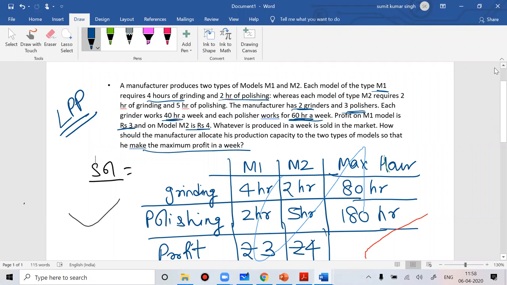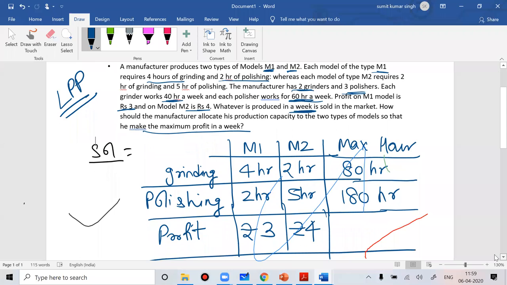So what is your decision variable? To decide the decision variable, you can see the objective. What is the objective? The objective is to make the maximum profit. And that maximum profit on what? On two models, M1 and M2. And the time they're giving you is a week. So what is your decision variable? Decision variable means what you can manufacture.